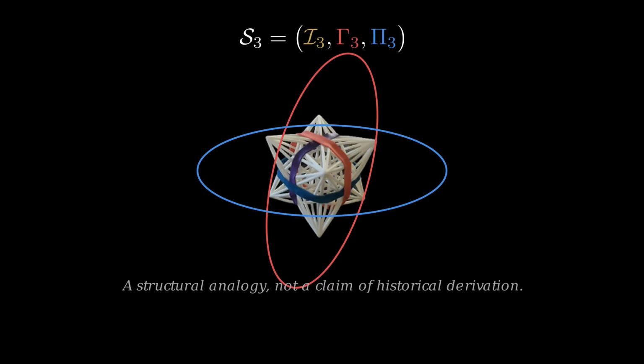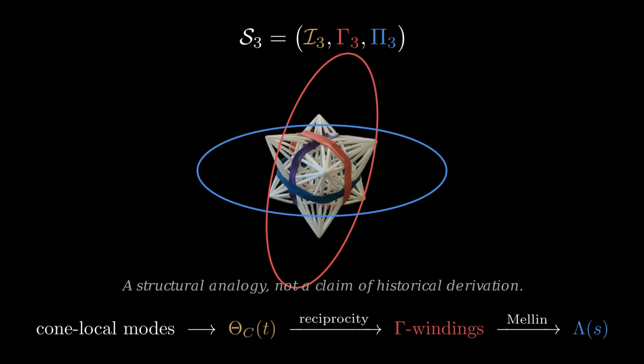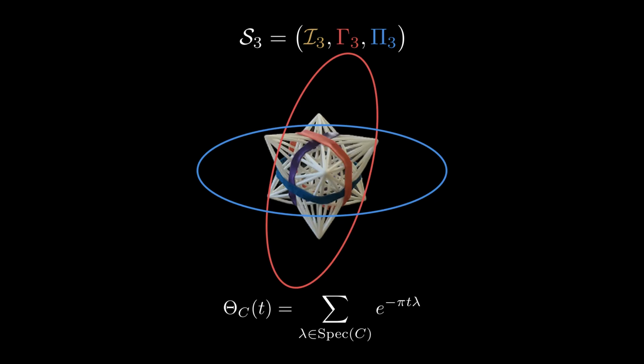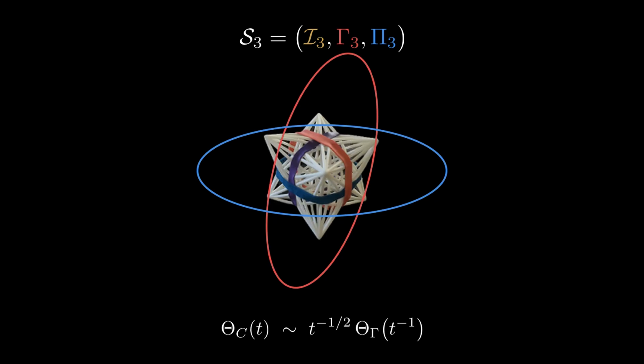At Los Alamos, symmetry was engineered so distributed physical actions could converge toward one central event. In the Zeta-Space program, symmetry is proposed as the mechanism by which distributed local spectral data become one global analytic object. Conlocal modes gather into a theta function. Reciprocity carries them to windings on the seam graph. And a Mellin transform assembles the completed zeta function, lambda of S.